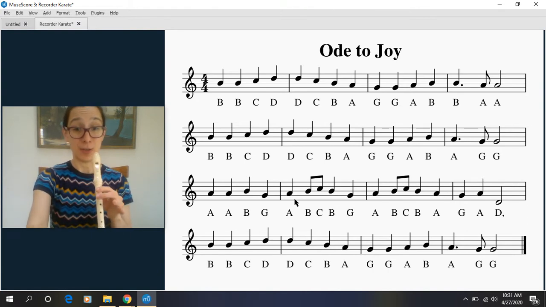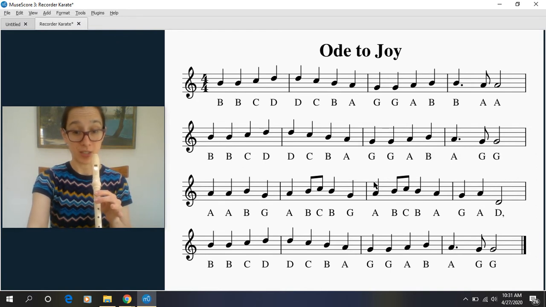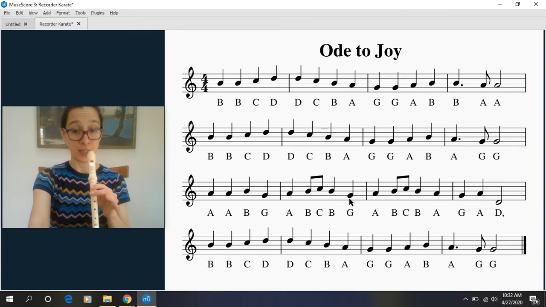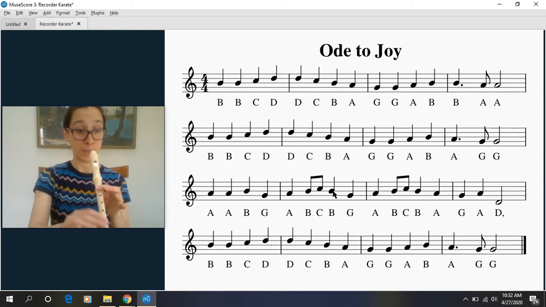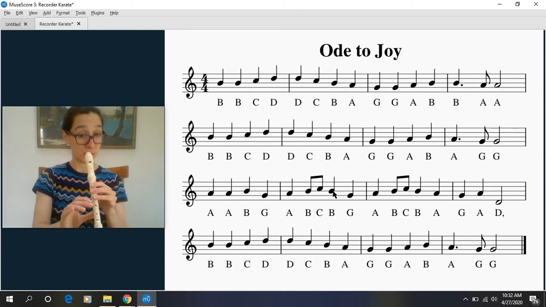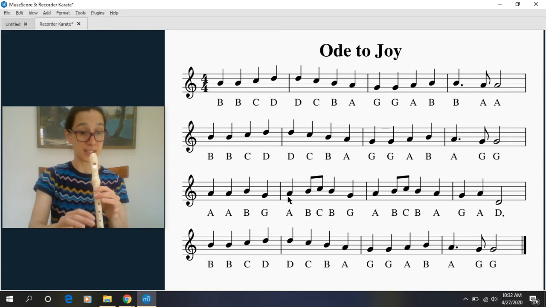Okay, now that whole thing happens twice. Here's the difference. The first time it happens, it goes down to a G. The second time, to an A. So let's say this first one. When you go from a B to a G, you have to put down two fingers at once. Start at this A, say it.